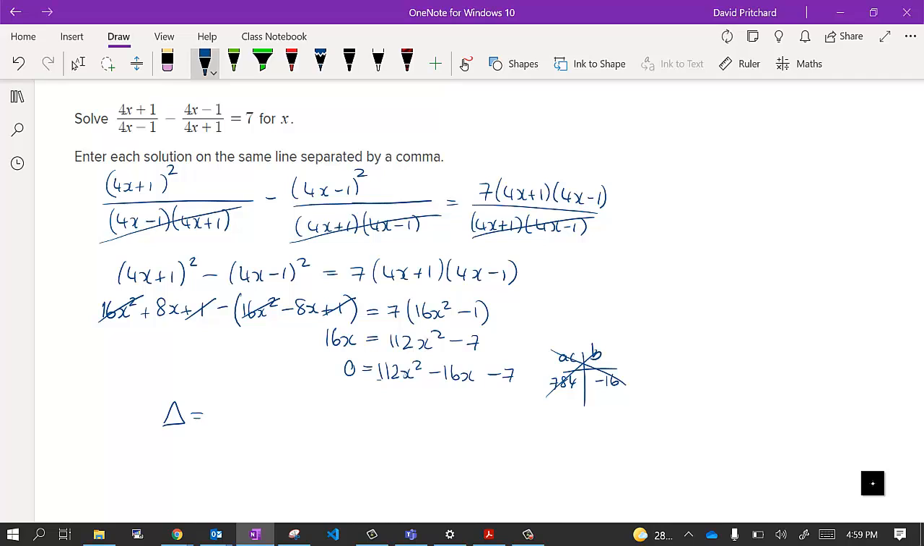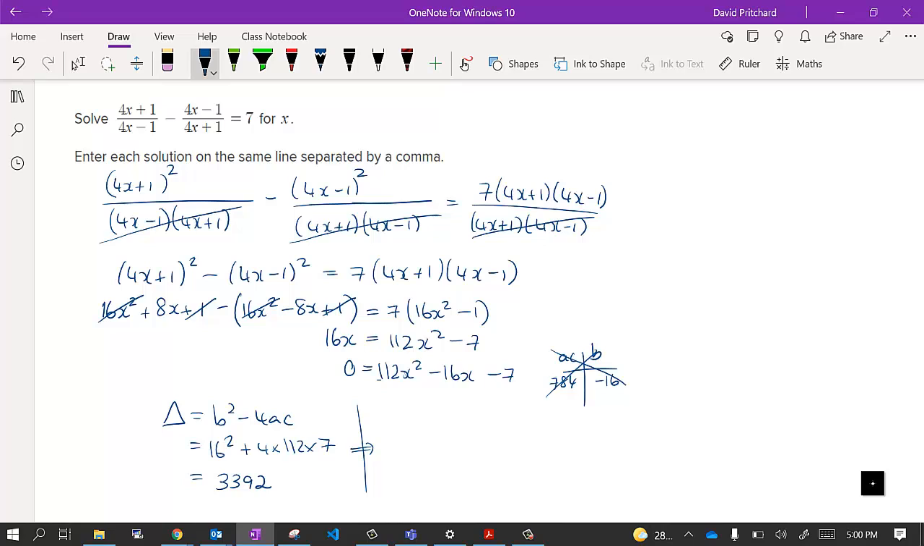So discriminant, b squared negative 4ac. That means we're looking at 16 squared. Take away 4 times 112 times negative 7, which makes plus 3392. Now, it might be a bit of a big ask asking you to do that without a calculator. So these types of values won't really be in the tech-free exams.